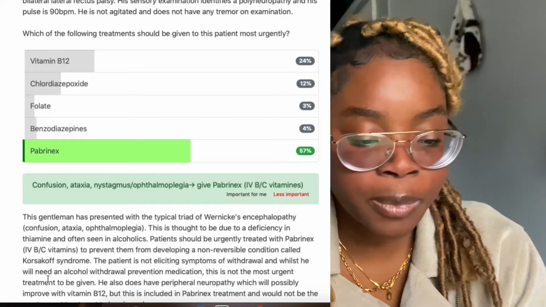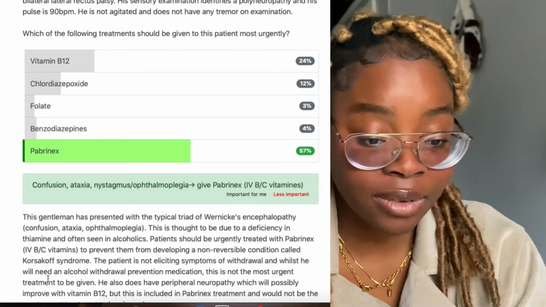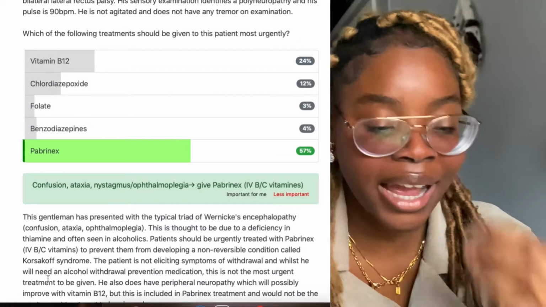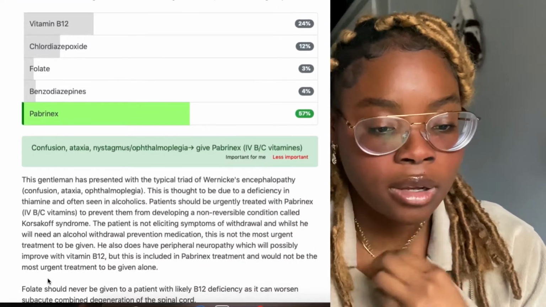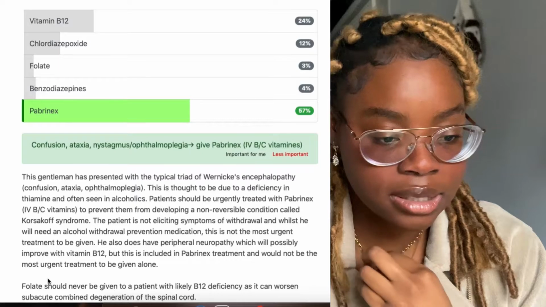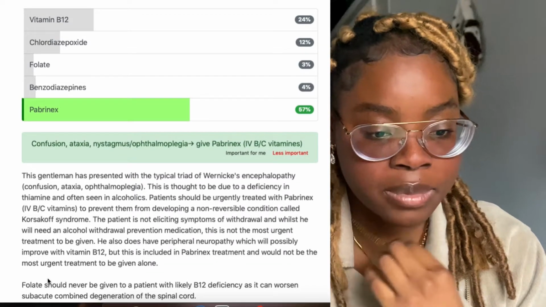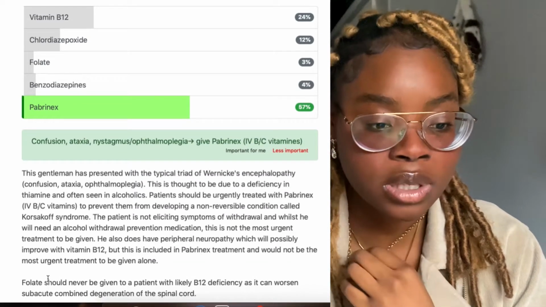He's presented with the typical triad of Wernicke's encephalopathy. That's good to know because I actually did not clock that from the question. Patients should be urgently treated with Pabrinex to prevent them from developing a non-reversible condition called Korsakoff syndrome.